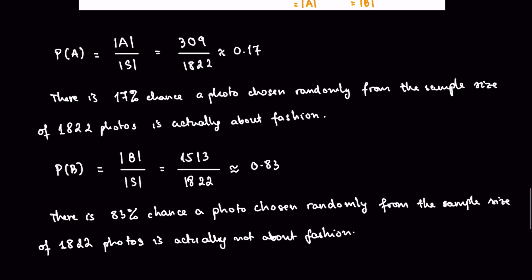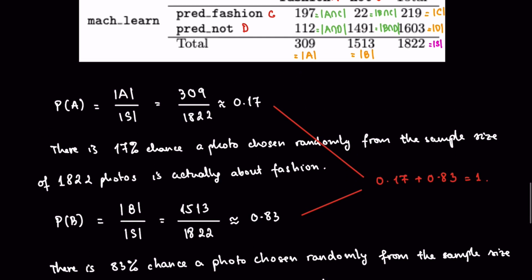I want to point out one thing from these two calculations: the values that you got here, 0.17 and 0.83, if you add them up together, you're going to get 1, because the total number of photos actually about fashions and the total number of photos not about fashions add up to 1,822. Therefore, the probabilities also have to add up to 1.